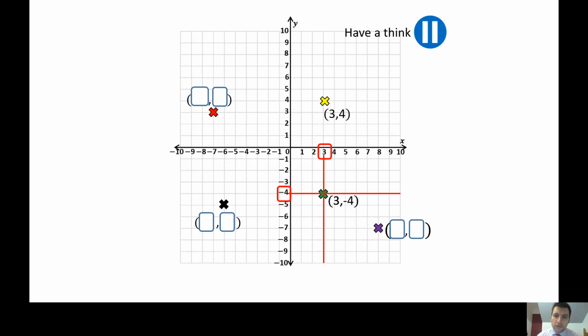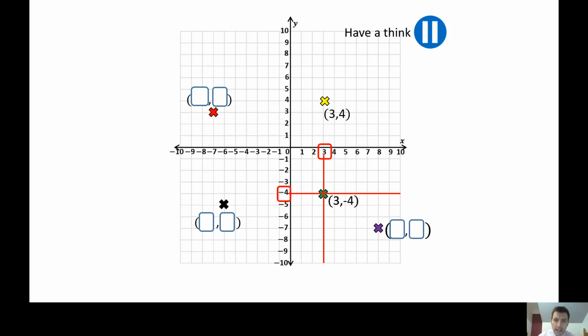Now we look at 3, 4. Both these values are positive where the yellow cross is in the first quadrant. If we look at the value here, the green value, which is in the 4th quadrant, we can see that the X value is positive as a 3, but that the Y value is a negative as a negative 4, and therefore it's in the 4th quadrant. We can see again with these other marks, the red, the black, and the purple points on the other quadrants, if we can now identify where they are. So pause the video, have a look, see if you can identify where they are, please.